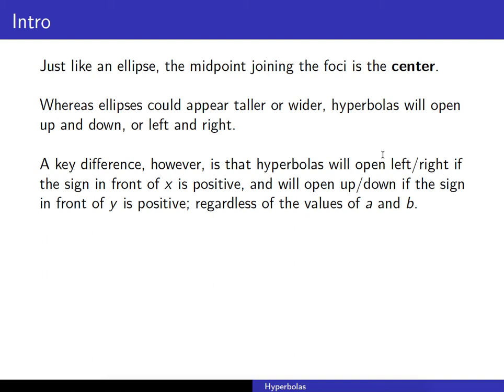With hyperbolas, we're going to concern ourselves with which denominator has a positive sign in front of it. So if the sign in front of the x term is positive, then it's going to open left and right. And if the sign in front of the y is positive, it's going to open up and down. And it doesn't matter what the values of a and b are, even if the larger number is after the negative sign, it's still not going to come into play with hyperbolas. It's the one that's positive that determines it.